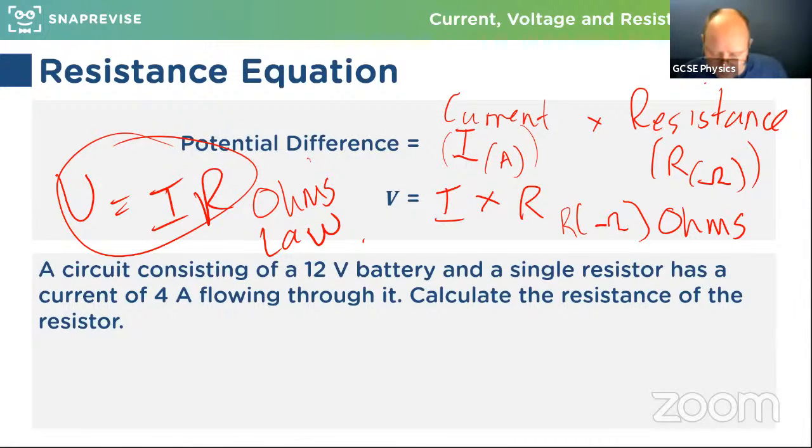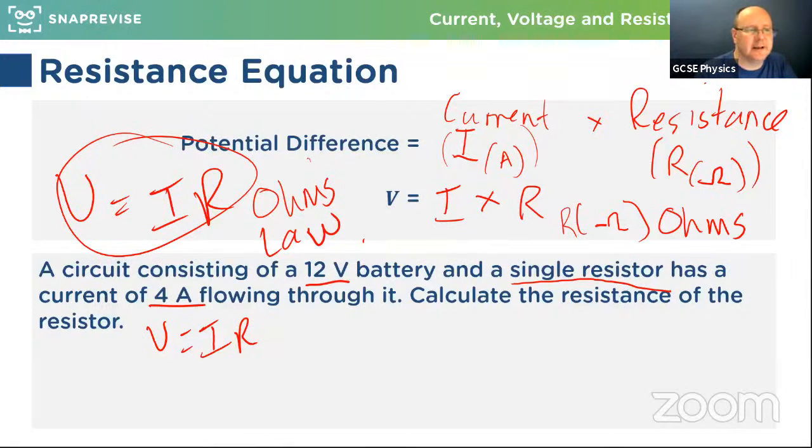Not going to go any further on that one, that's for a later session, but V equals IR. So if we've got a circuit consisting of a 12-volt battery, can you underline my key facts again? It's got a resistor in it, it doesn't say what that resistance is, and it's got a current of 4 amps. Calculate the resistance. So we know V equals I times R, V equals IR.